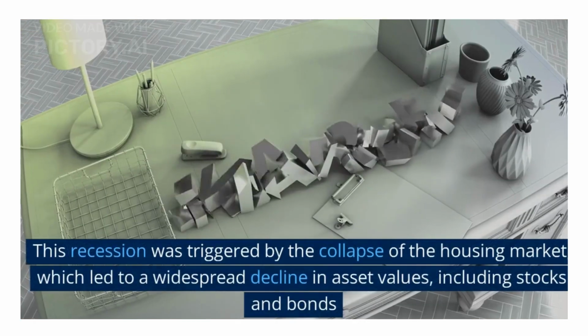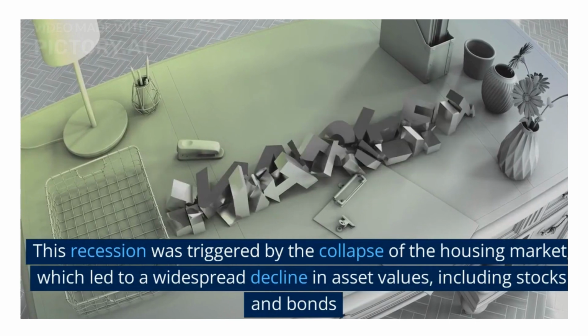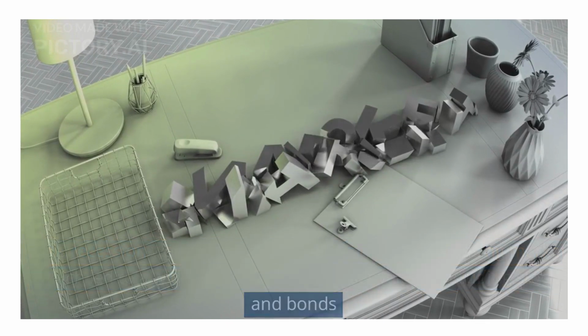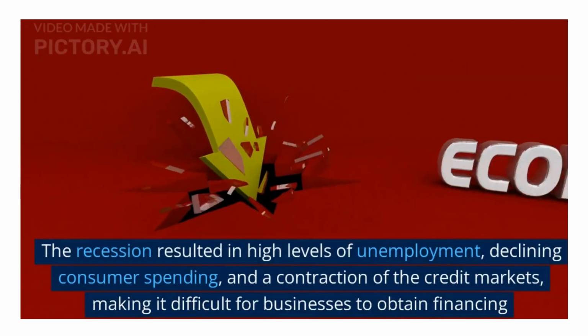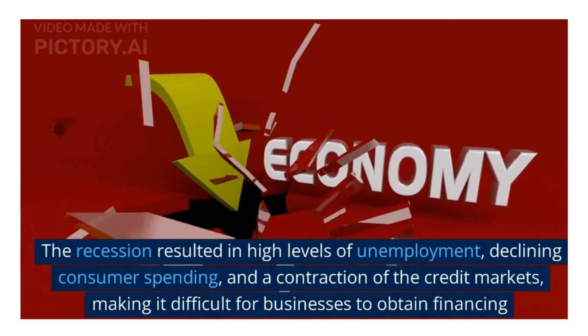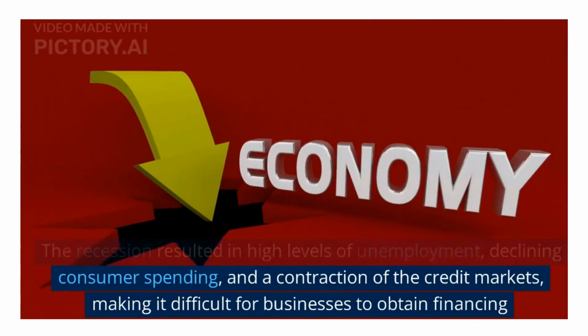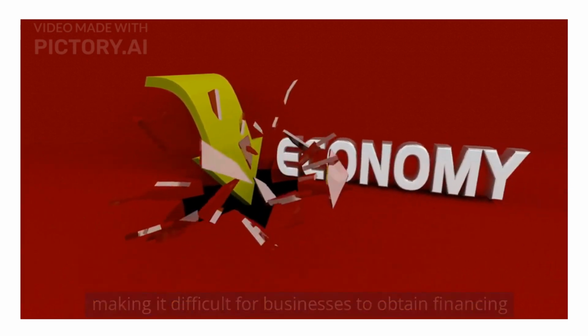This recession was triggered by the collapse of the housing market, which led to a widespread decline in asset values, including stocks and bonds. The recession resulted in high levels of unemployment, declining consumer spending, and a contraction of the credit markets, making it difficult for businesses to obtain financing.